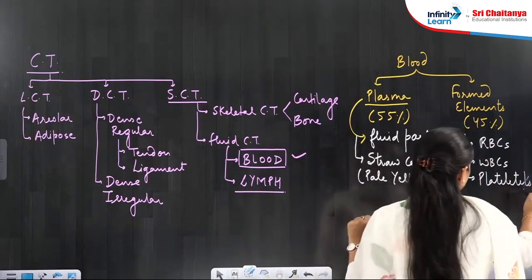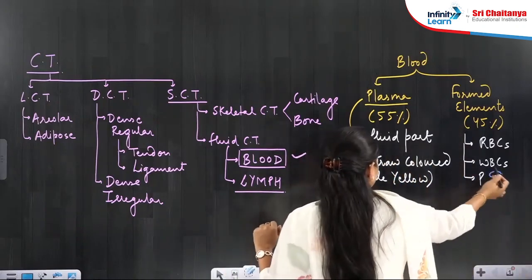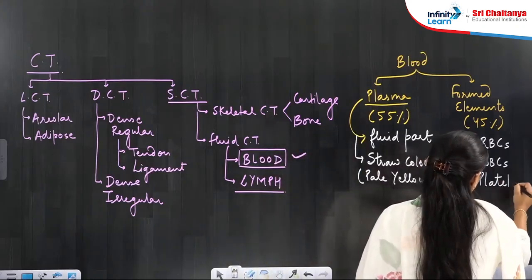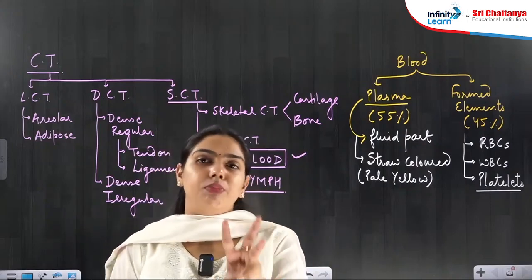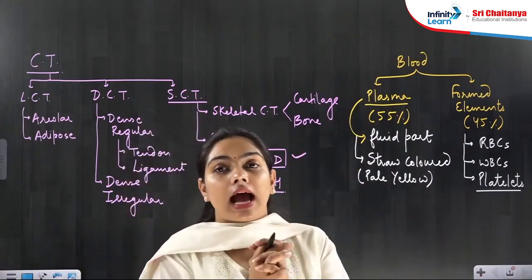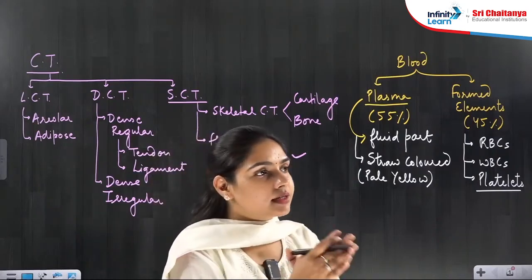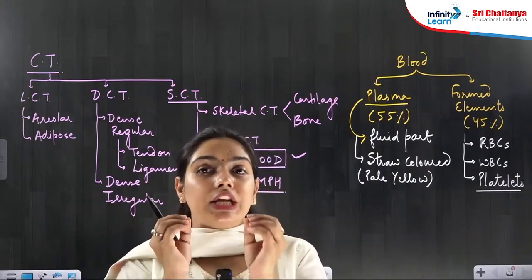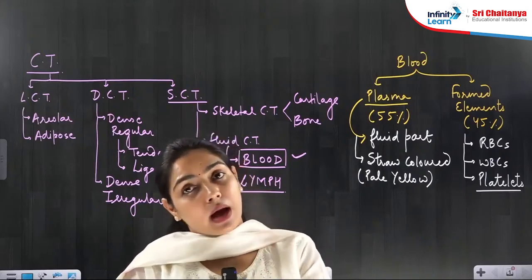So these things collectively are called formed elements: RBC, WBC, platelets. These three things in the blood are collectively called formed elements. Are you understanding the difference between plasma and formed elements? In your blood, there is a fluid part that is known as plasma.